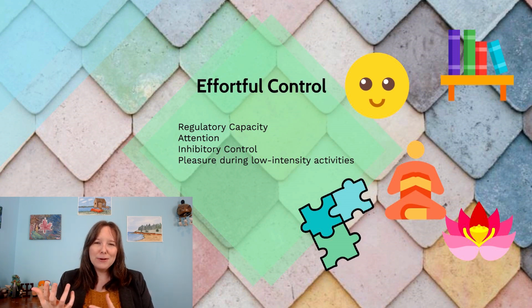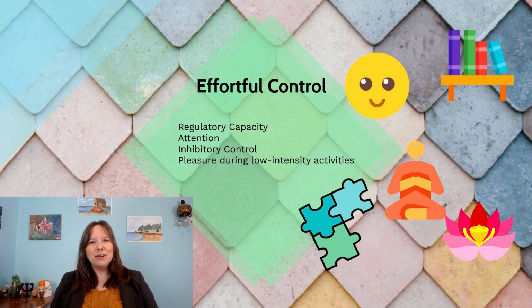Someone higher in inhibitory control is less likely to be impulsive, and they will show pleasure, but not so much the high anticipatory types of activity. They're going to show pleasure during low intensity activities. So this is someone who's going to really enjoy Tai Chi or reading or puzzles or something of that nature. They're showing a lot of engagement in calm, low arousal activities.